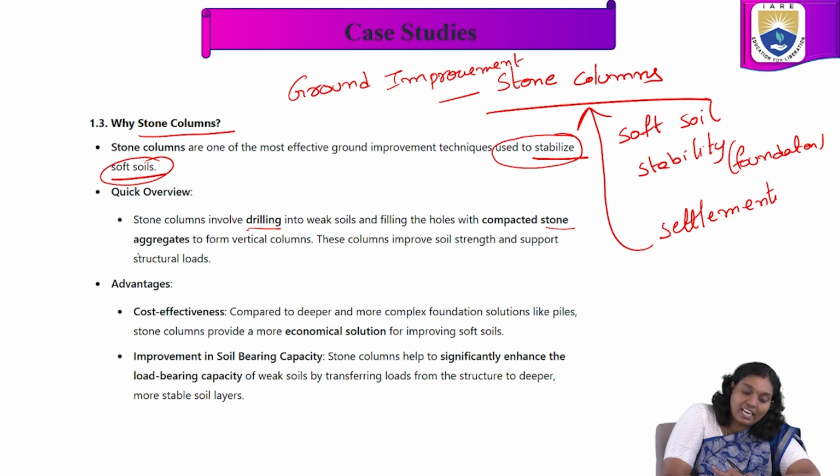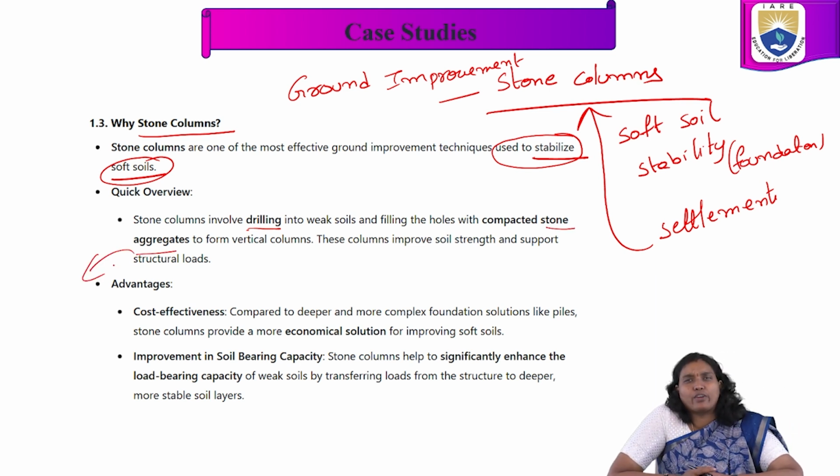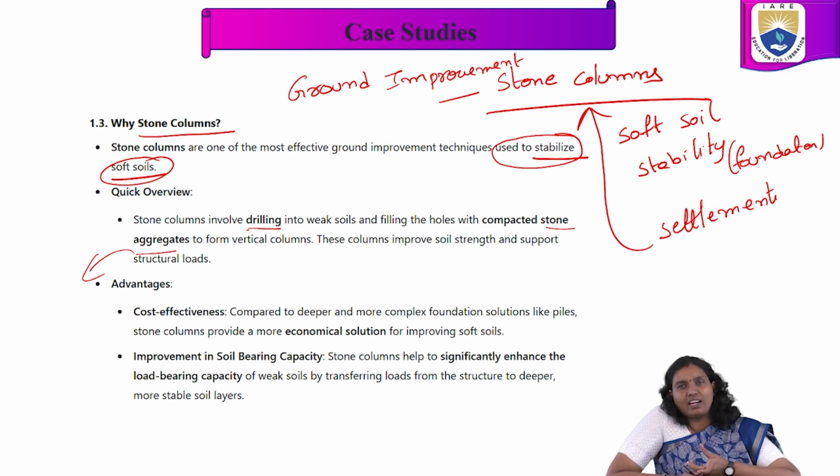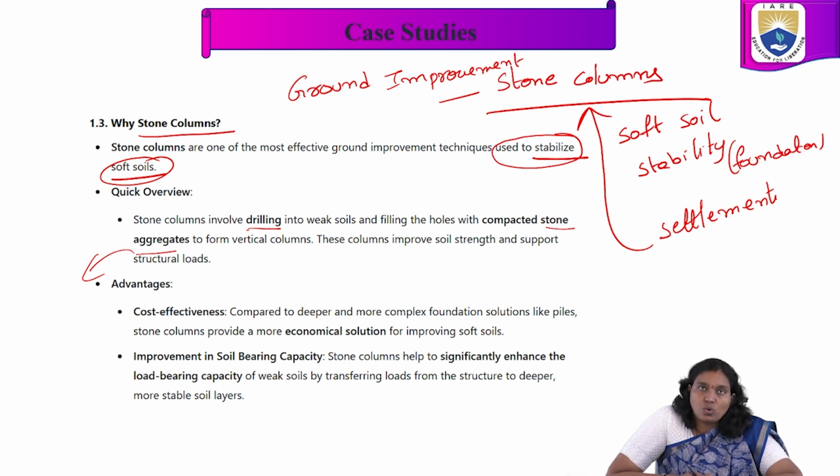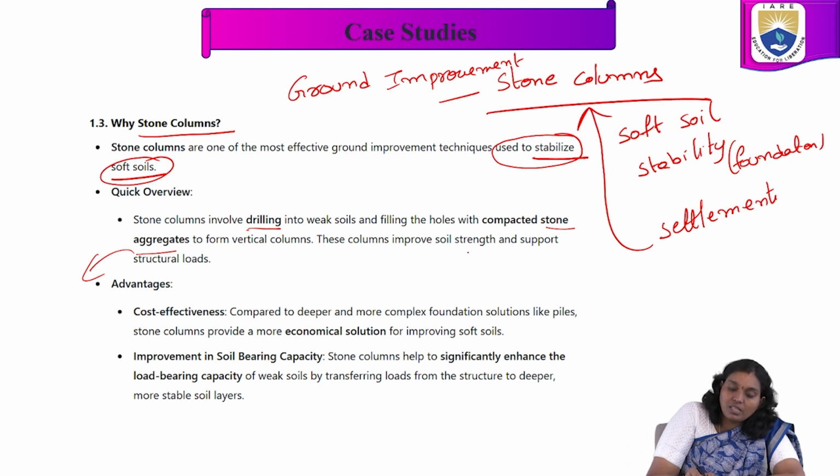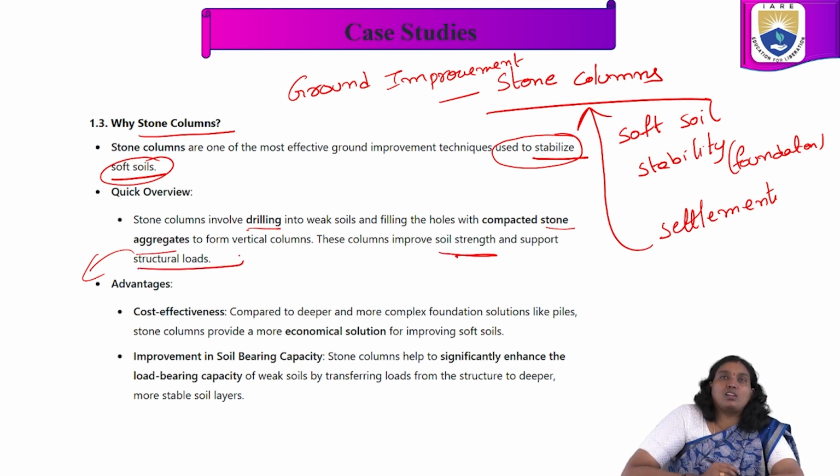These aggregates differ in different scenarios, in the size of the aggregate and also the strength of the aggregate. What kind of material we choose are all parameters we have to understand to get the required or desired properties of the soil. Compacted stone aggregates form vertical columns, and these columns improve the soil strength and support the structural loads.